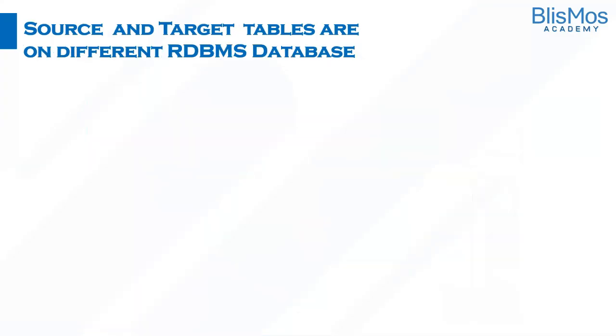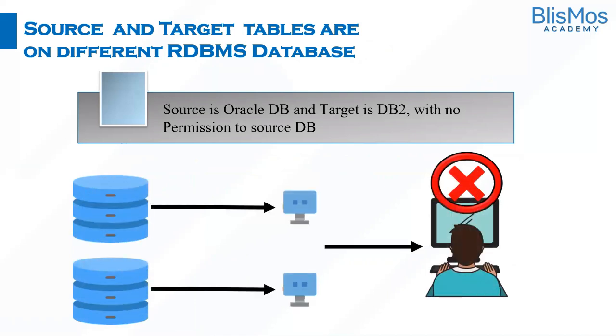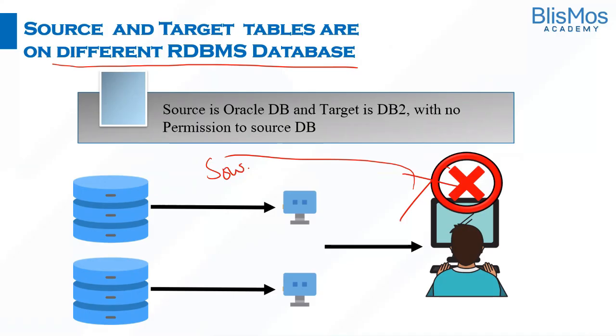And one more scenario is source and target tables are on different RDBMS databases and there is no permission to access the source DB. Example being source is an Oracle DB, target is DB2, or you can say SQL Server, with no permission to source DB. You don't have a permission to access the Oracle DB.